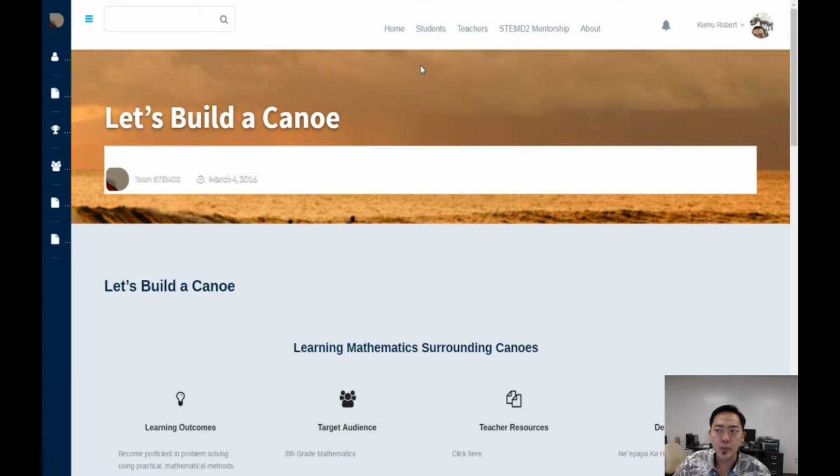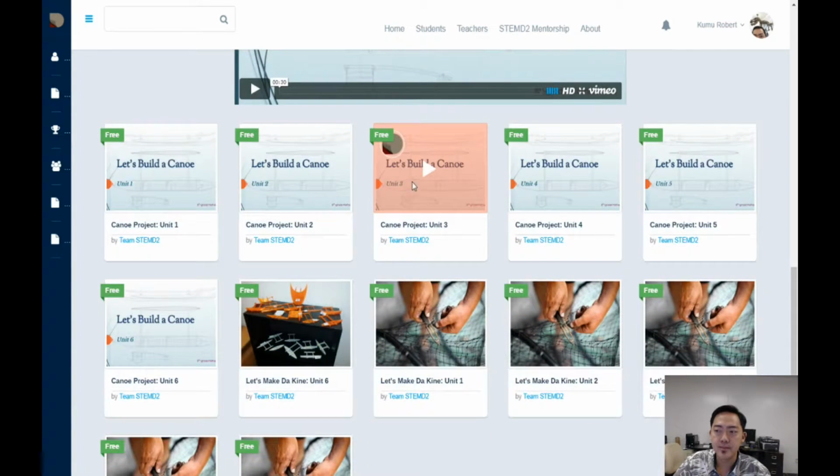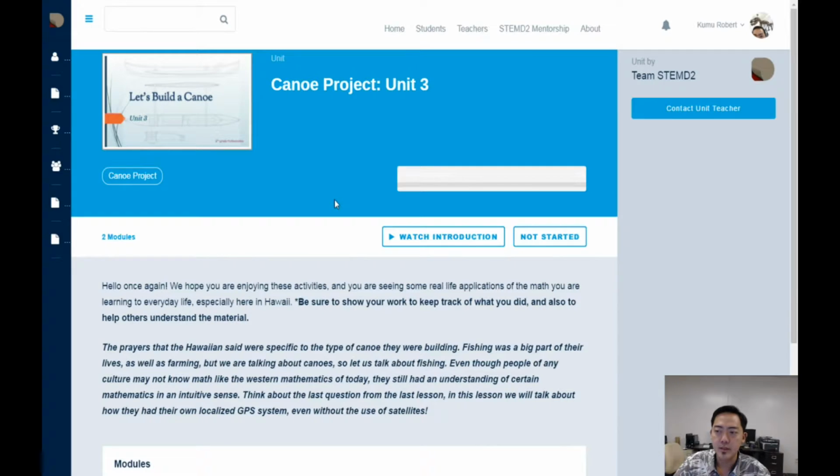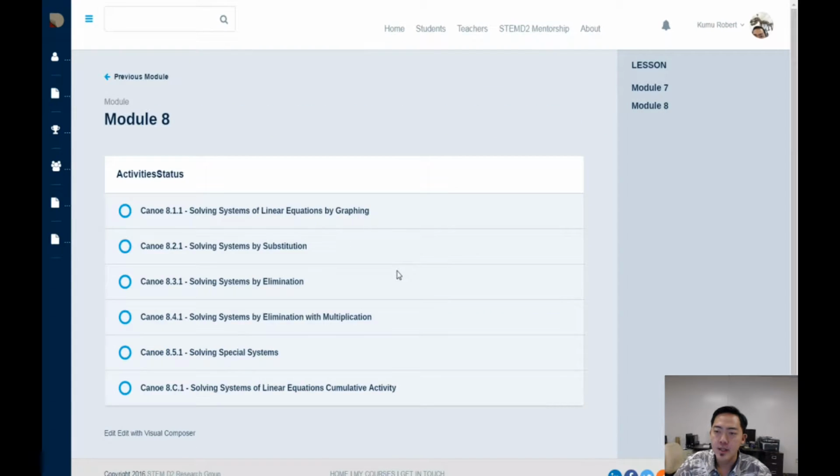Now we go down to Unit 3 because Module 8 is in Unit 3 of the Go Math book. Let's go ahead to Module 8. Here are the list of activities for Module 8, which is about solving systems of linear equations. The first activity that we'll be talking about is Canoe 8.2.1. This is the first activity that corresponds with Lesson 8.2 in the Go Math book.